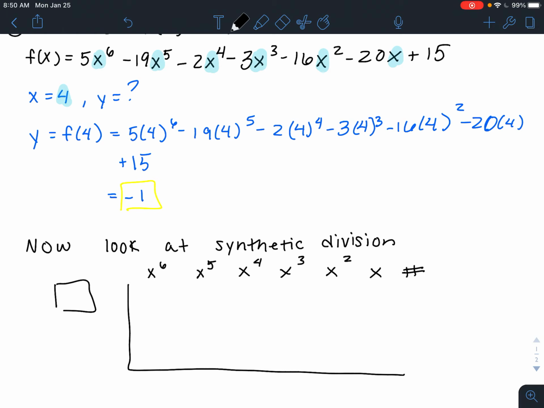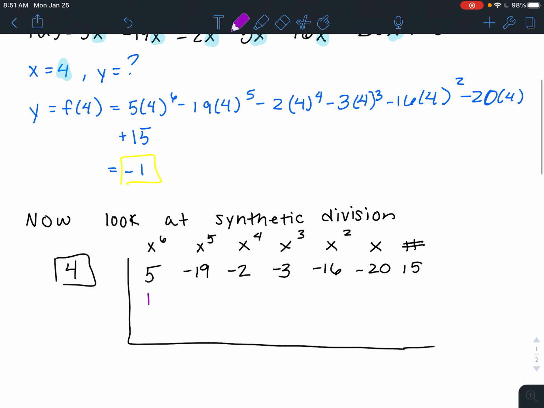I'm counting down from power of 6 all the way to no x's. If I put the 5, -19, -2, -3, -16, -20, and 15 in here, and I go ahead and put a 4 into the box, which is the number that I've been evaluating with, and go through the synthetic division process, I drop the 5, multiply, and I get 20.